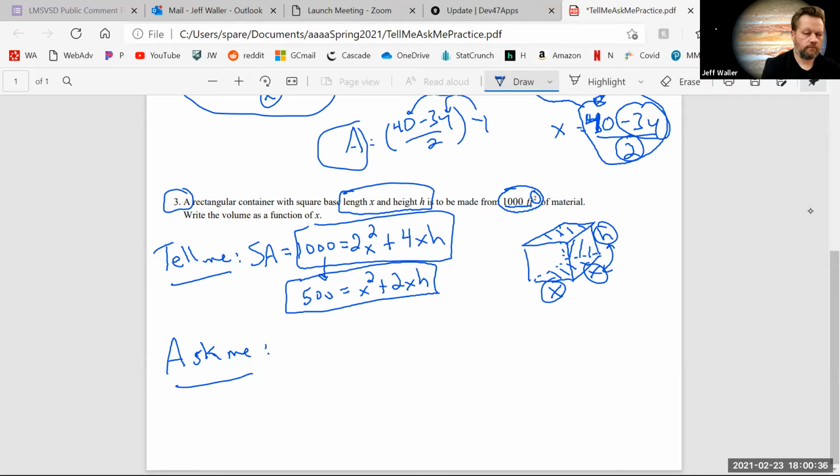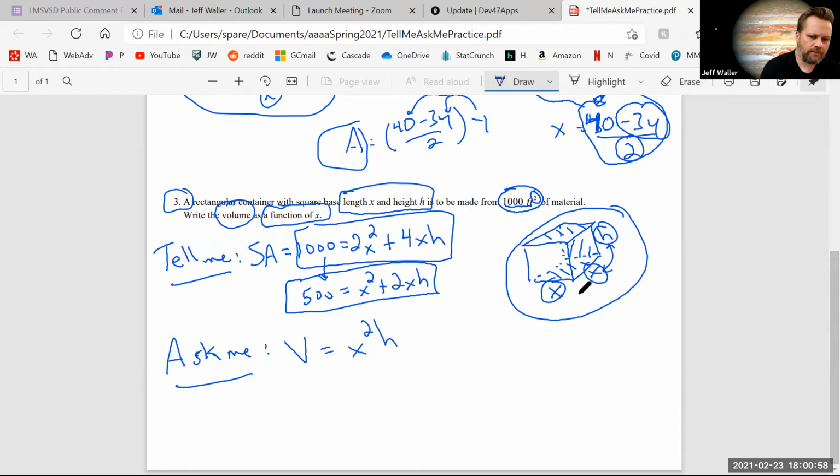So for the volume, it's asking volume. And what's the volume from the picture? What's the volume of this container? x squared h. x squared h. I love it. Length times width times height. And they want me to write this as a function of x. So what letter do I want to get rid of in what I have so far here? h. Can I use what they told me to get rid of h?